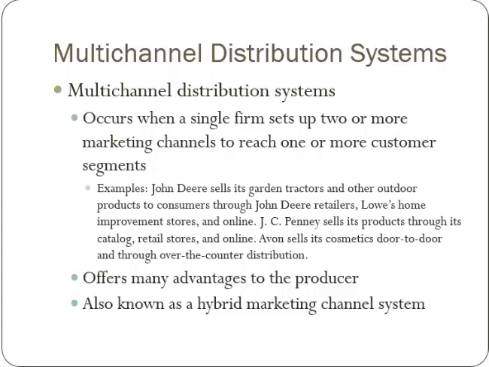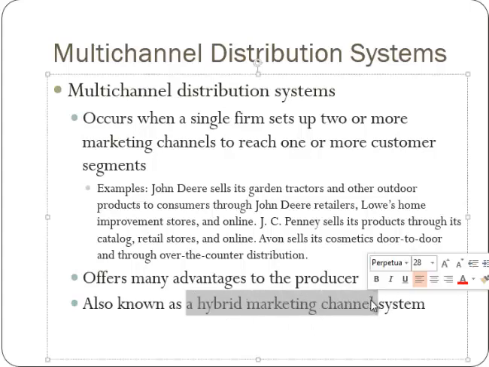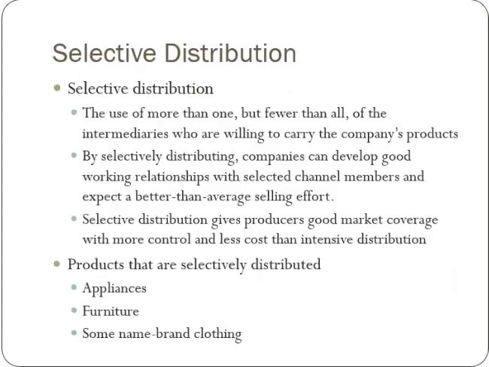I don't know, personally I like to shop for my own groceries in the store, but I guess that will change like everything else as the technology increases. It offers many advantages to the producer to be able to distribute your products through so many different ways. You can go into the store, you can do it online, you can do it by phone, you can sell it to retailers, sell it to wholesalers, whatever, and it's also known as a hybrid marketing channel system because hybrid means a mixture of different tactics.